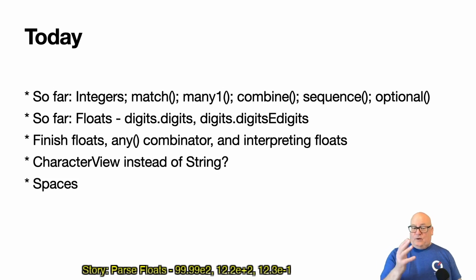And today we'll hopefully finish floats. We'll include an any combinator, which means pick one. It's alternatives or, I don't know, one of, you can think of different names. And we also want to do the float interpreter, which will be pretty trivial, I think. Been burned before. Look at maybe character view instead of string. And then I think, assuming we get that done, we'll move on to spaces and comments. I should probably add that on there.